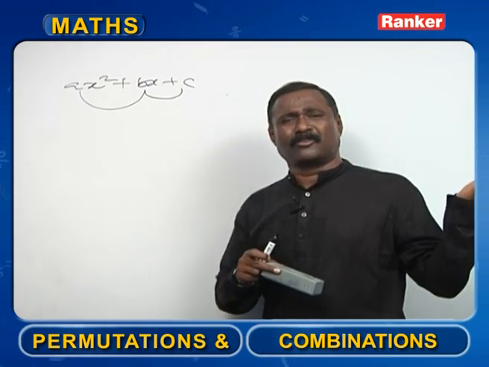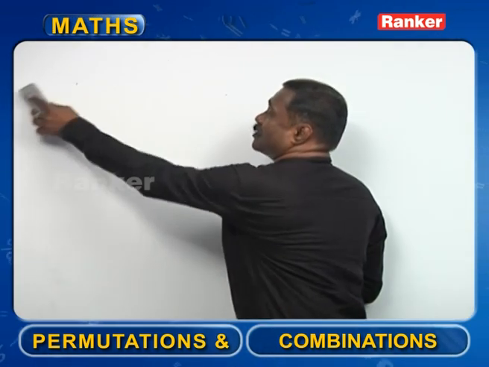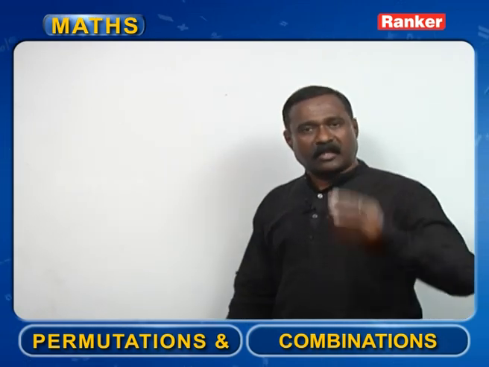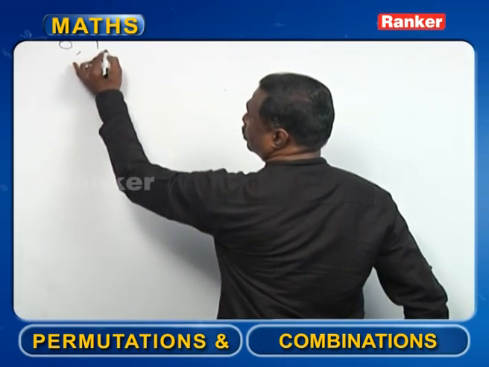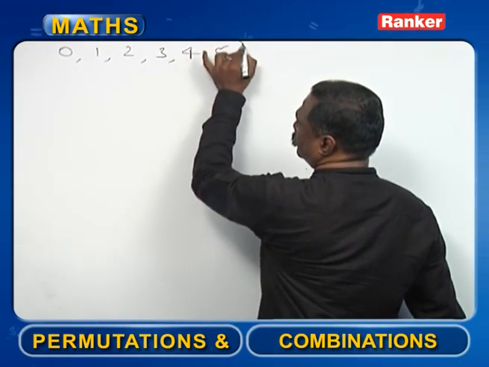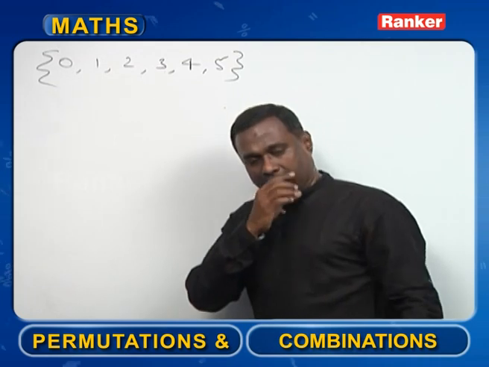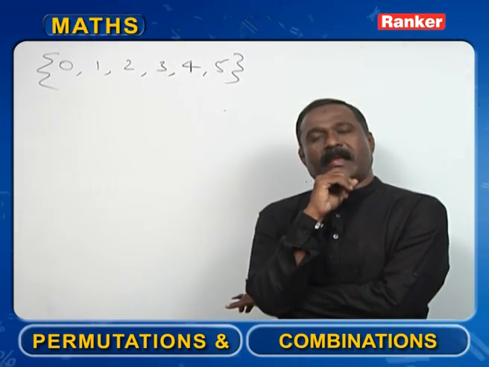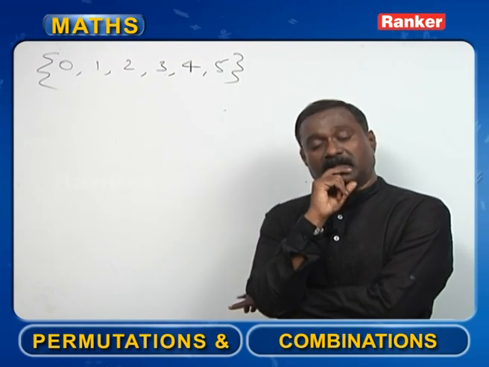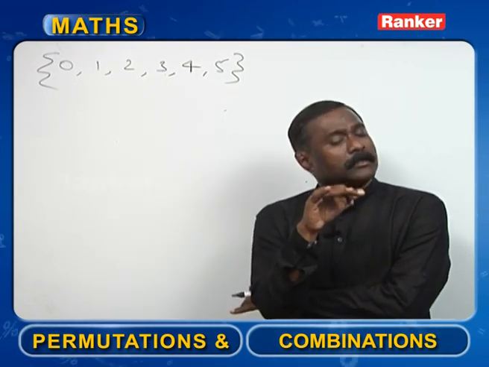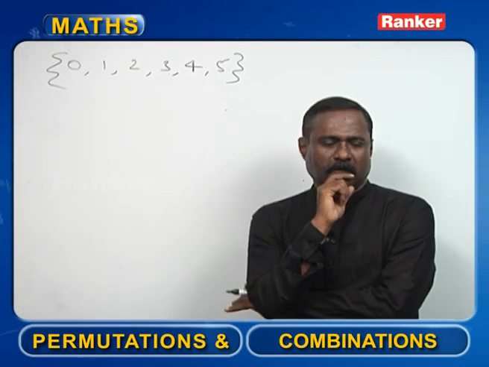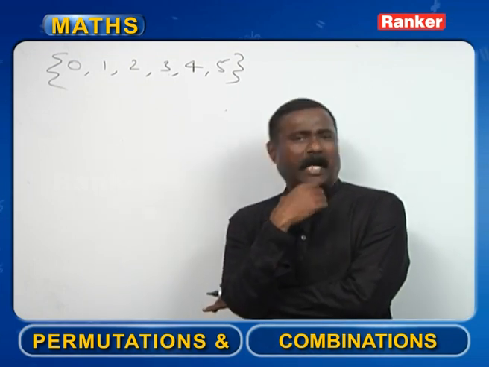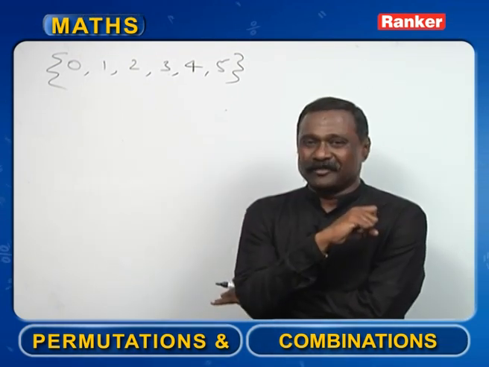But avoid that method; first of all, think most generally using the principle of counting. After that, we will turn to the formula. So never see the problem in the formula manner. General thinking is very important here. Now you can see this question. Find the number of 4-digit numbers that can be formed using the digits 0, 1, 2, 3, 4, 5 that are divisible by 3. I never mentioned whether the repetition of digits is allowed or not allowed. Nothing is mentioned in the question. So I will take repetition as allowed.